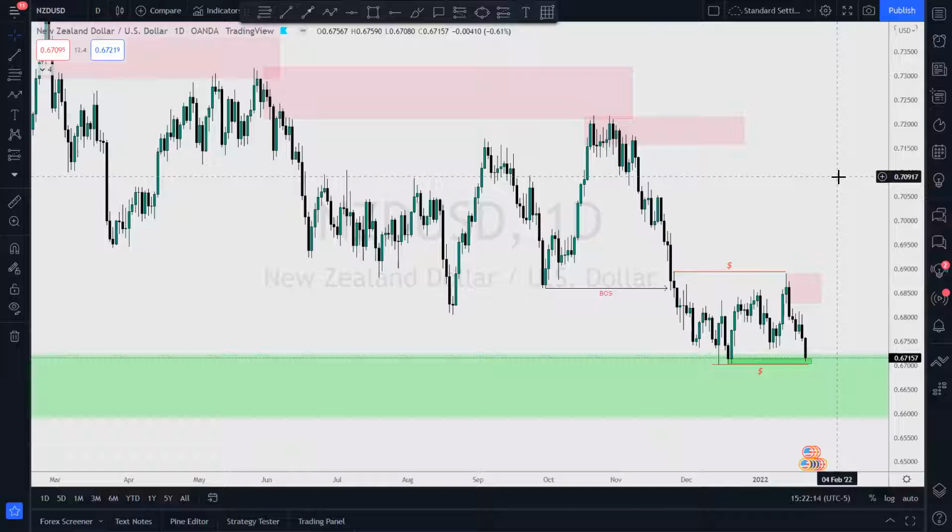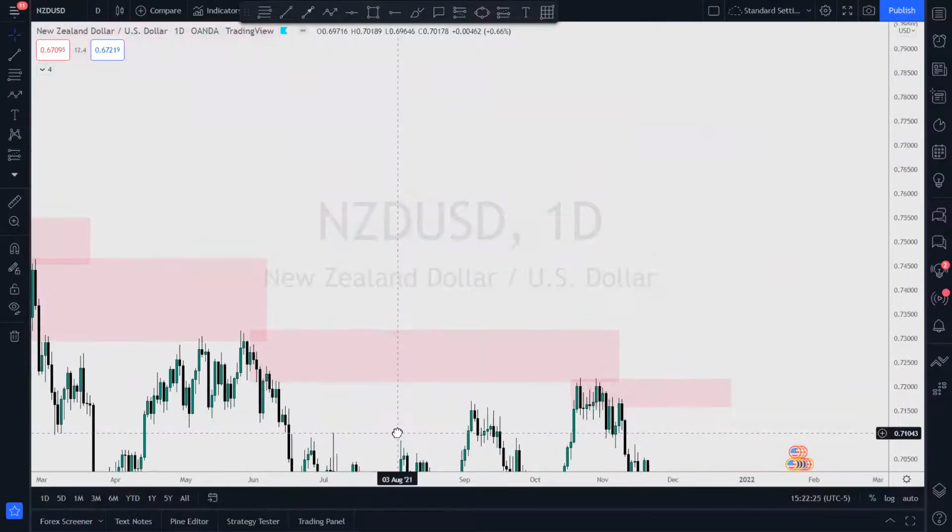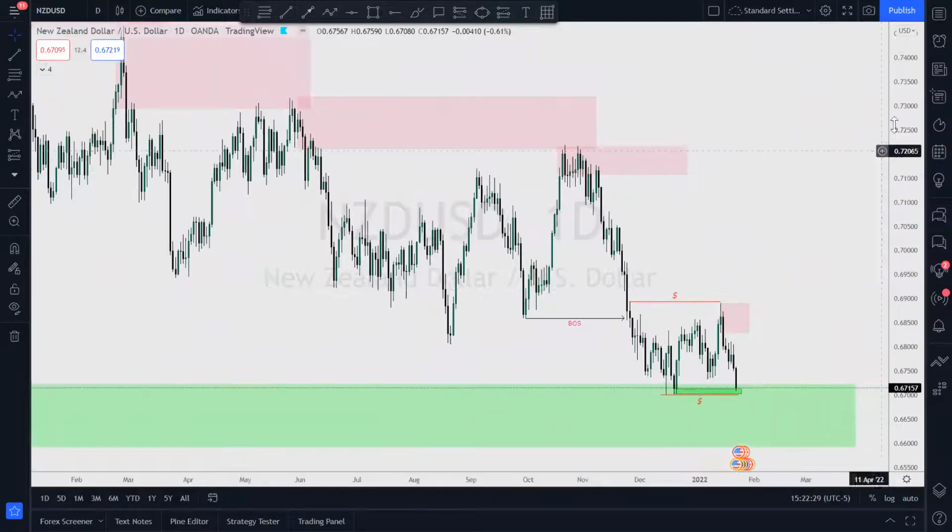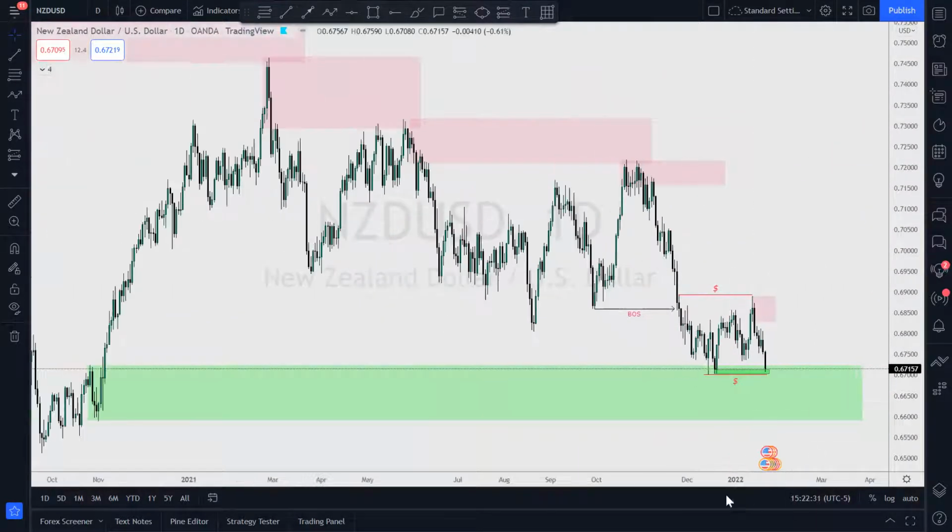I got 2 for the price of 1 coming up for you. 2 for the price of 1. Let's take a look at New Zealand dollar against US dollar, NZDUSD. What I'm noticing first is lower lows coming into a higher time frame order block here.